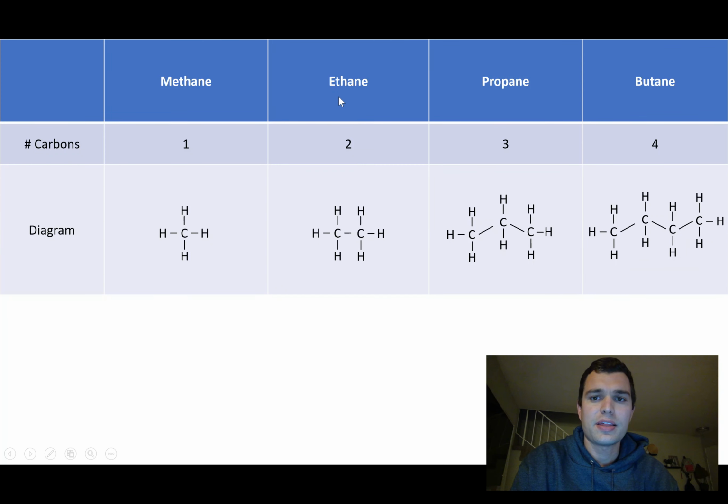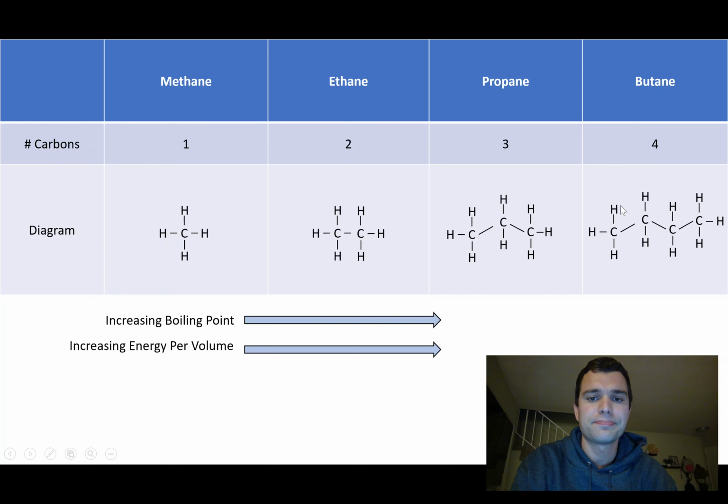So methane, ethane, propane, butane are 4 different hydrocarbons, and they each have 1, 2, 3, and 4 carbons respectively. And as you can see, carbon either bonds to hydrogen or itself. And once you start to get more carbons, they start to make chains. So butane, you can see it's a chain of 4 carbons and then has many bonds to hydrogen.